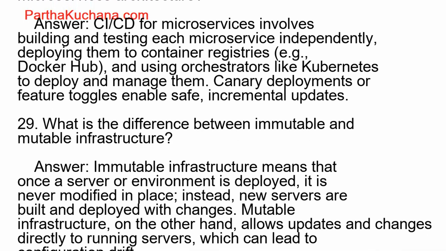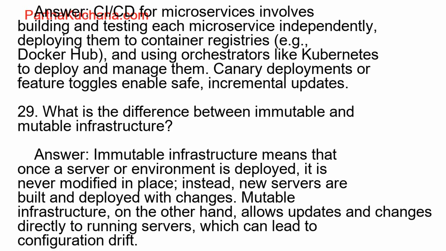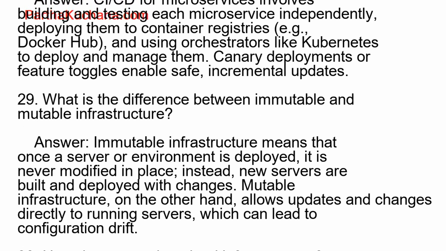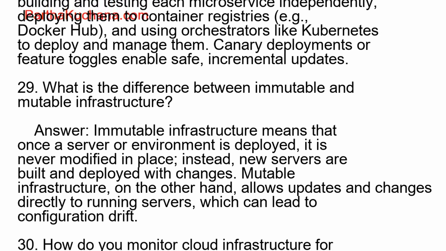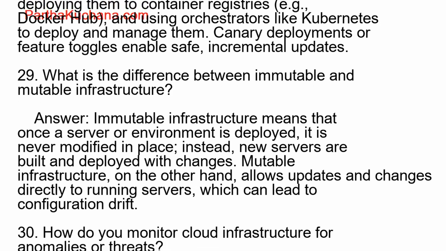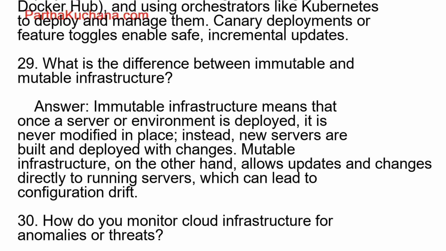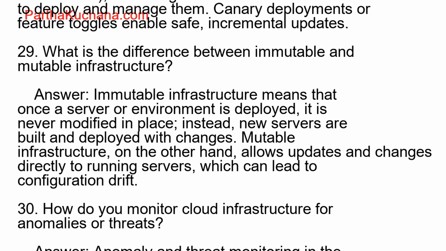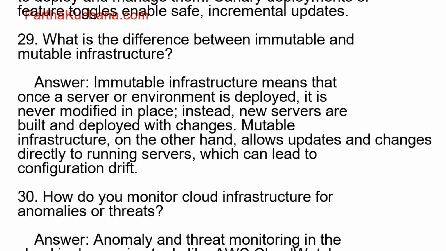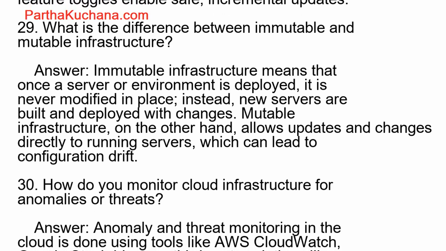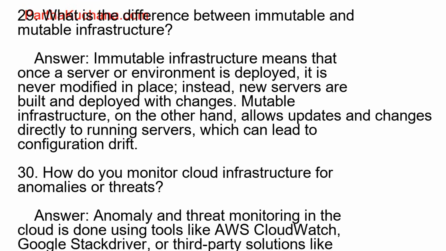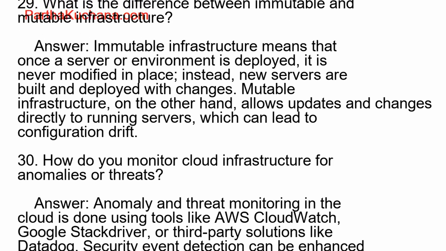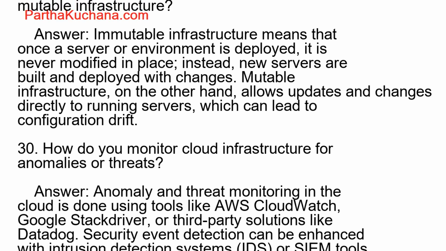30. How do you monitor cloud infrastructure for anomalies or threats? Answer. Anomaly and threat monitoring in the cloud is done using tools like AWS CloudWatch, Google Stackdriver, or third-party solutions like Datadog. Security event detection can be enhanced with intrusion detection systems, IDS, or SIEM tools for real-time threat alerts.